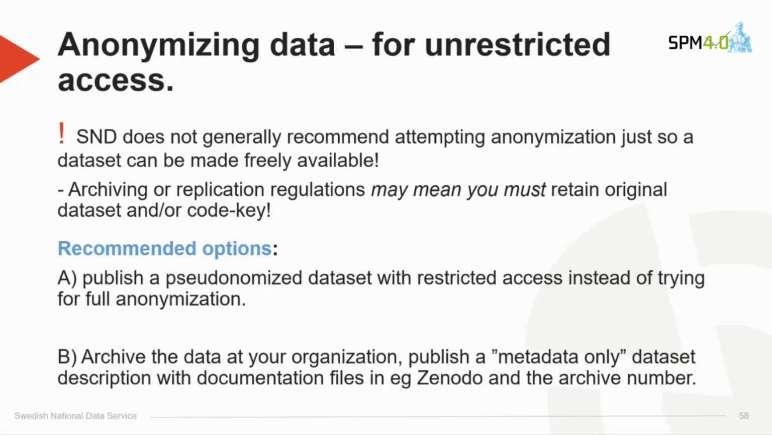Take steps to make it less identifiable. You always work with pseudonymized data, pre-processed, removed names and things, but treat it as personal data anyway. So what do you do? And I mentioned here that there's archiving regulations too. You may be expected to retain the original data set, and the journals will have their own rules. What do they expect you to do?